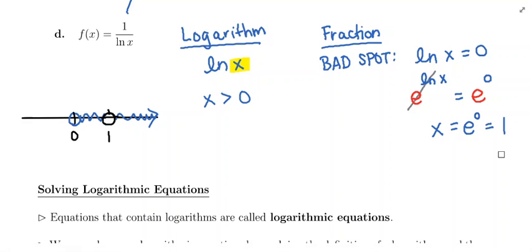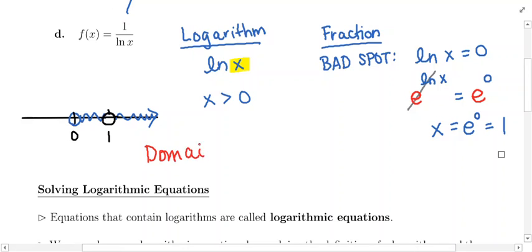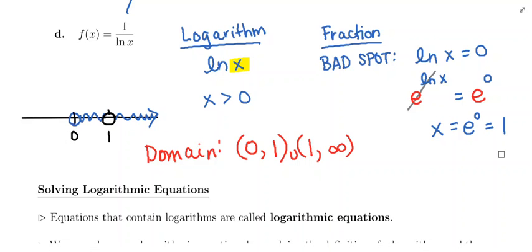To write down the domain, just write down what you see on the picture. If you go from left to right on the number line, you're going to start at 0 and exclude it. You're going to walk until 1. You're going to exclude 1 with a parenthesis. You'll pick up on the other side of 1. You need to keep it excluded. And then you're going to go off to positive infinity. This is the domain of this particular function.